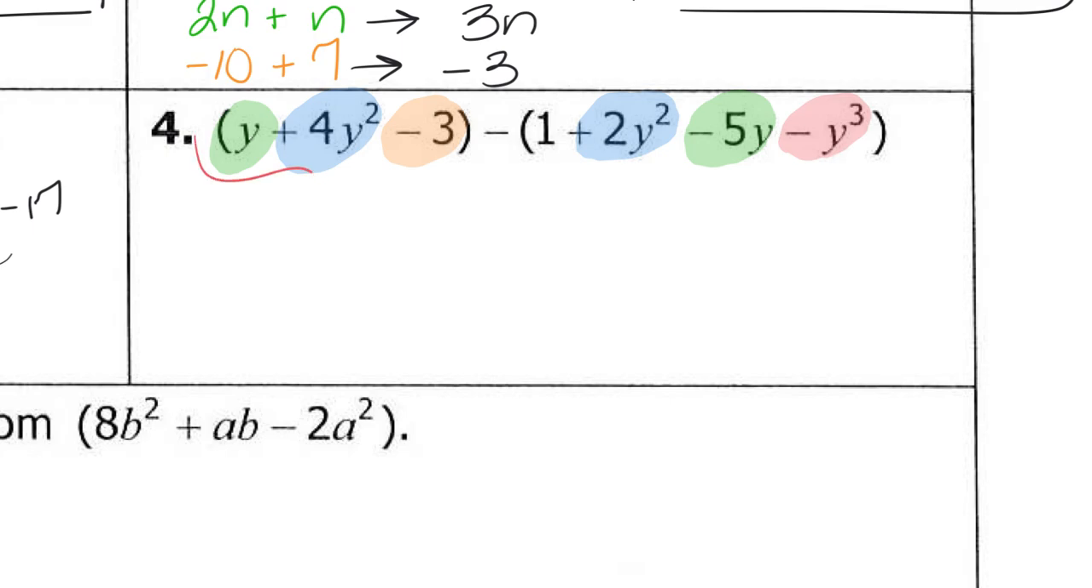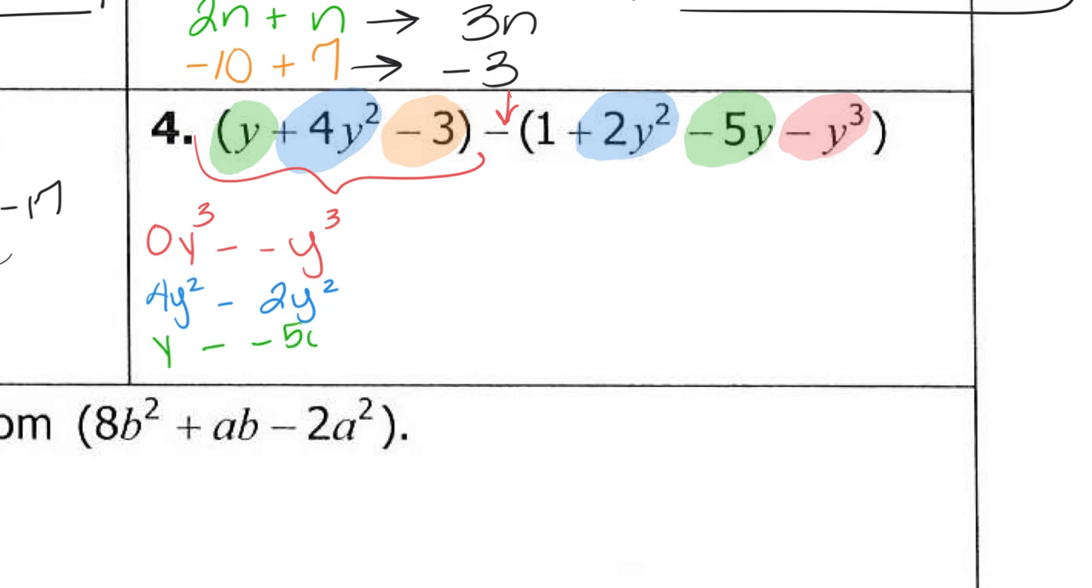I don't have any cubed values in my first set. So I'm going to say I have no cubed values, and I am taking away a negative y cubed. I have 4y squared, and I'm taking away 2y squared. I have a y, and I'm taking away a negative 5y. And I have a negative 3, and I'm taking away, I missed highlighting a constant term.